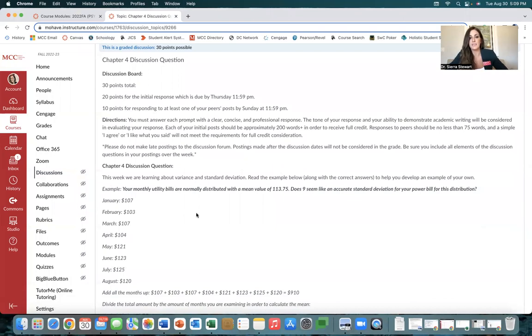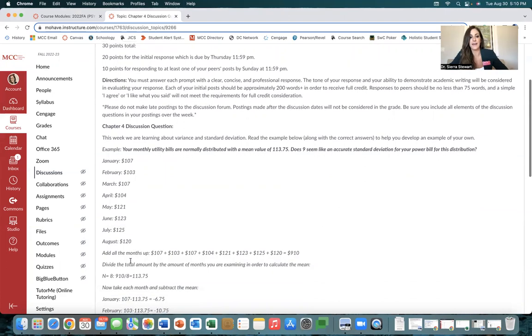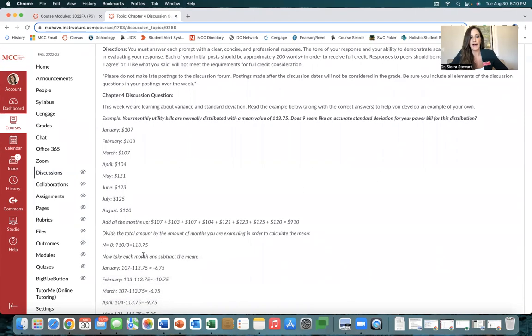So we're learning about variance and standard deviation. For this example, you can go find utility bills, right? And you can look for every different month and try to get as many as you can, whatever you can. And then you would add up all the different months. You would divide by the total amount of the months you were examining. So if I had January through August, I'd have 8 different months that I was looking at for my utility bills. So I'd add them all up. I would then divide by the number, which would be 8. And then I would get that average.